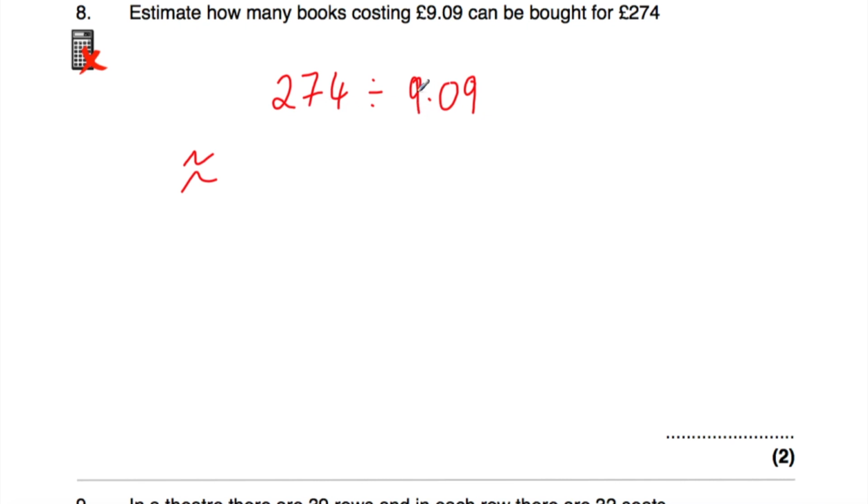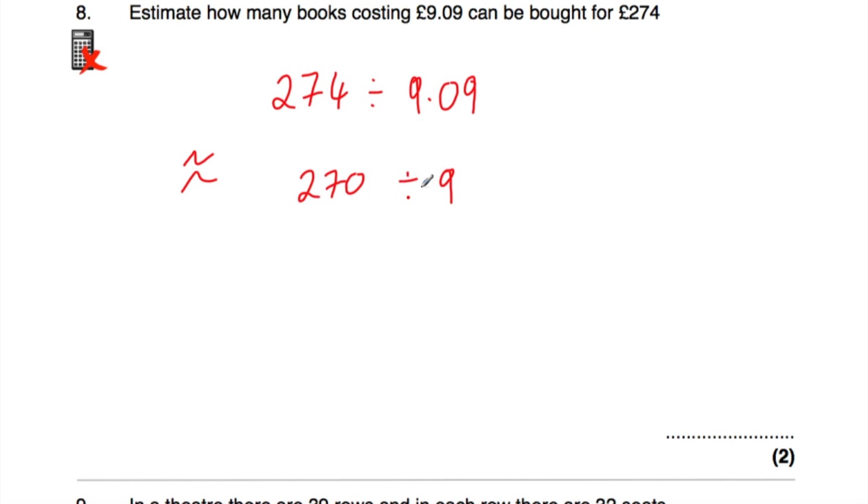Now what I'm noticing here is it's £9.09, so I think here it'd be fair to divide by 9 rather than £9.09. Now in terms of our £274, well 270 would be a multiple of 9 because 3 9s is 27, so 270 would be a multiple of 9. So I'm going to use 270 rather than 274. So I'm just rounding that to a nearby multiple of 9.